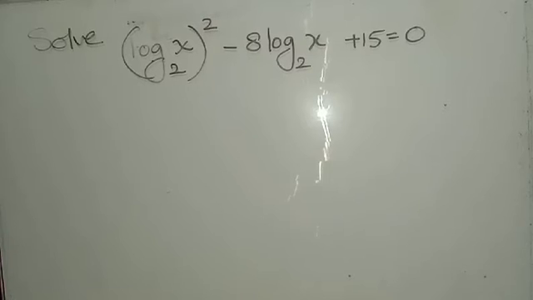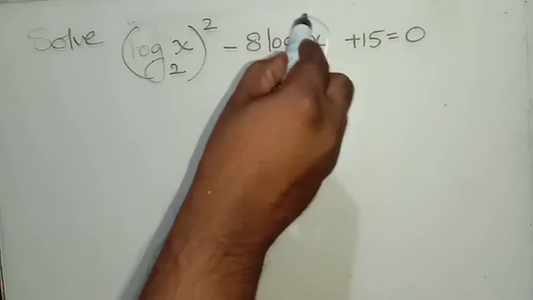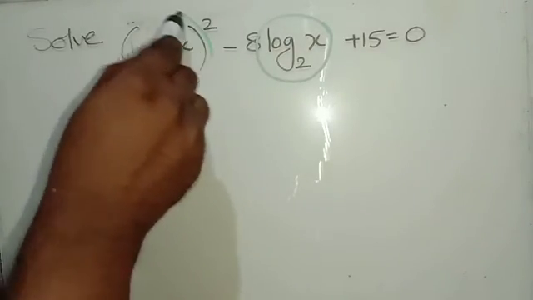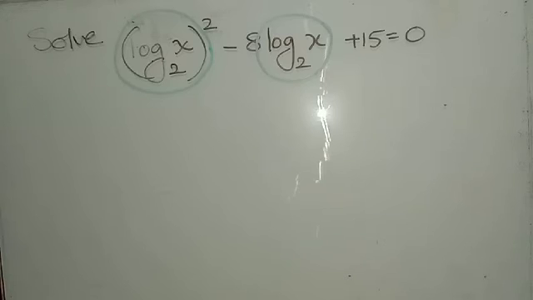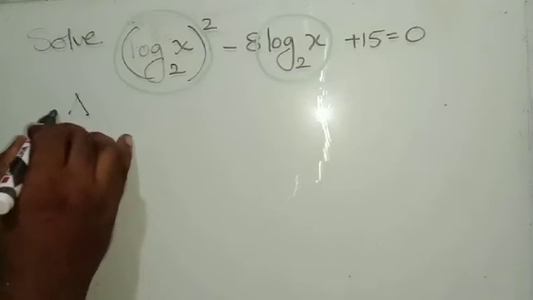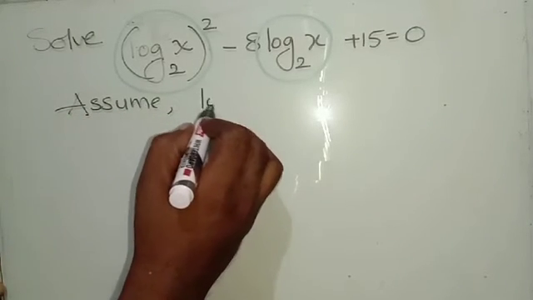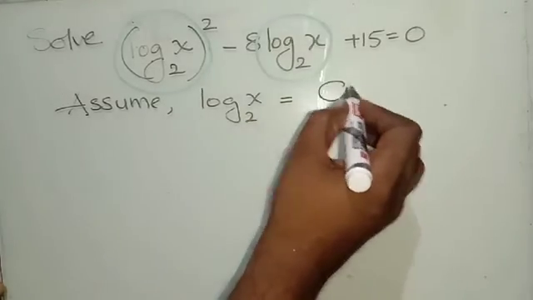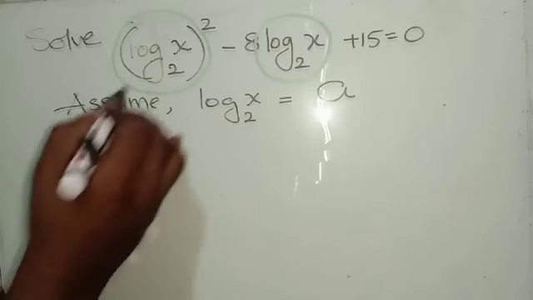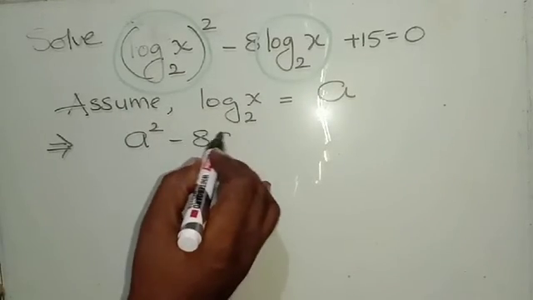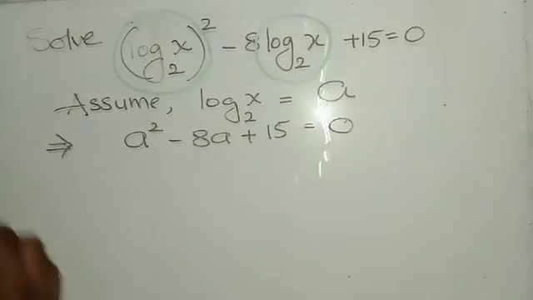Next question, solve log x base 2 the whole square minus 8 log x base 2 plus 15 is equal to 0. In this question, here we have a log x base 2, and here also we have a log x base 2. So if you assume log x base 2 as some other variable, we can make use of a quadratic equation. So if you assume log x base 2 as a, this equation becomes a square minus 8a plus 15 is equal to 0.